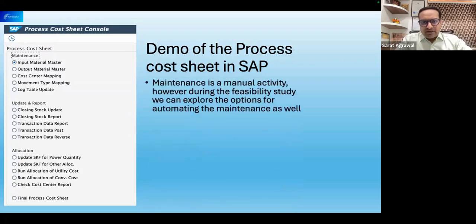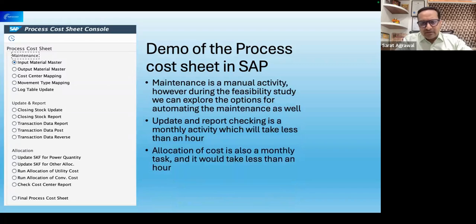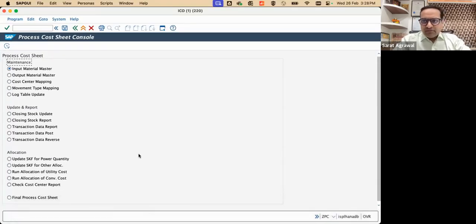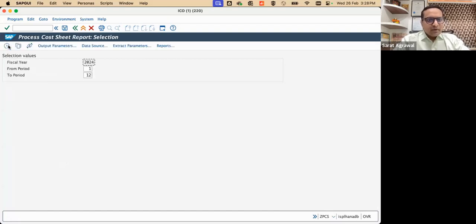So let us see that things in the system, and this will take less than 3 to 4 hours on a monthly basis to perform all the activities for all the processes. So let us go and check these things in the system. Okay, so let us see the final process cost sheet from the system. So just let's click here. So I'll select the respective key here.